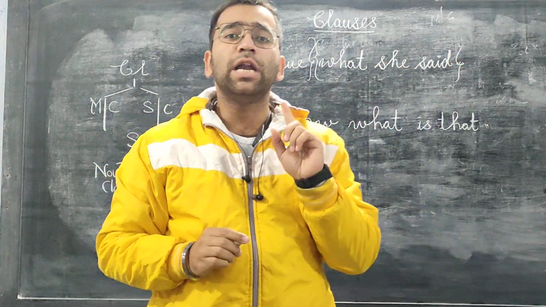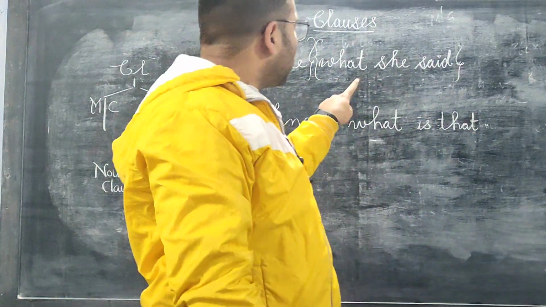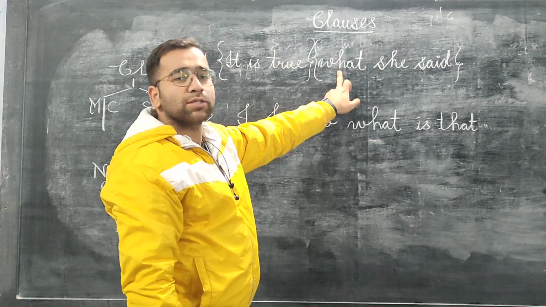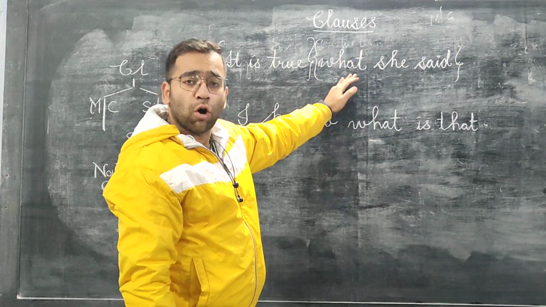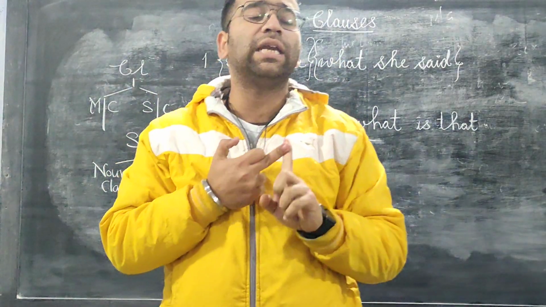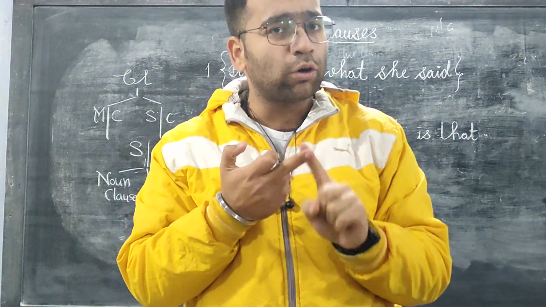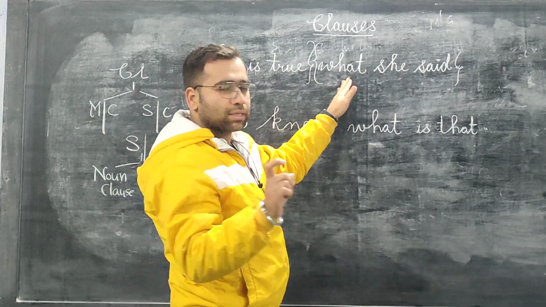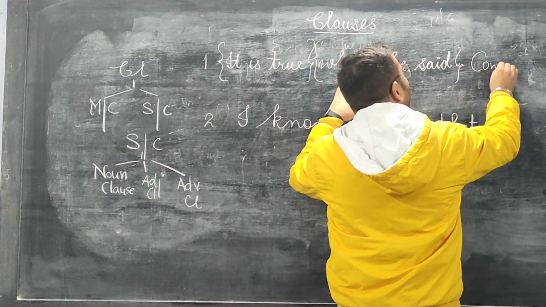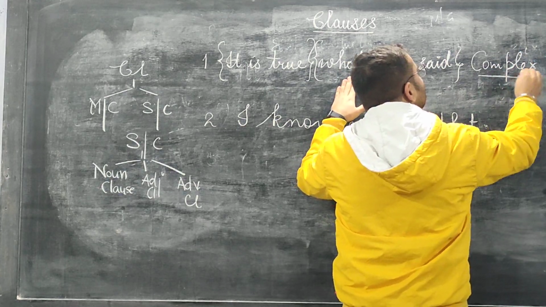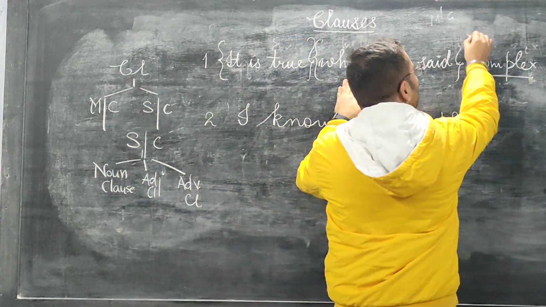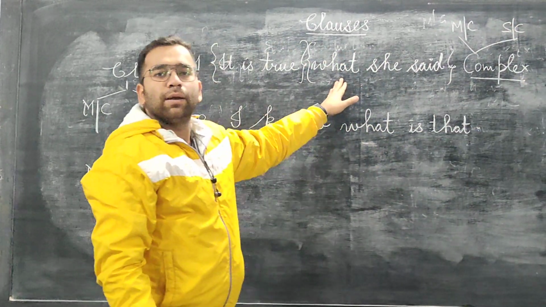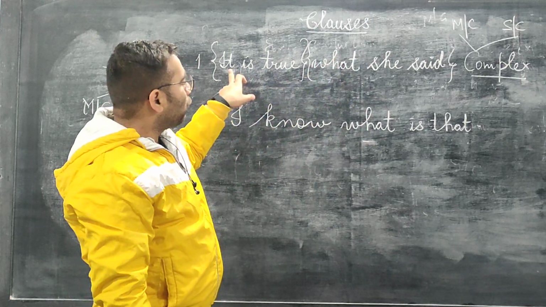Is that clear? Now you have to find out what kind of connector is used. What is the connector used here? The connector is what. It is a subordinate connector. And if it is a subordinate connector, then what does it mean? The sentence will be complex. And if it is a complex sentence, then you know very well, two clauses will be there, main and subordinate. Now what is main here?